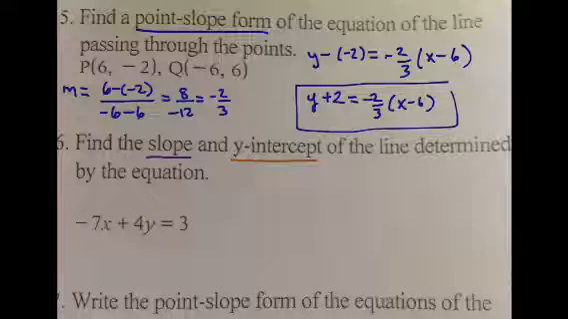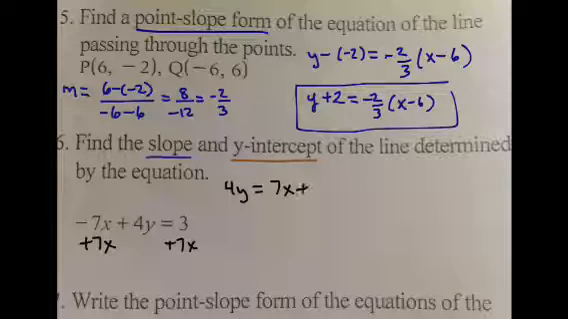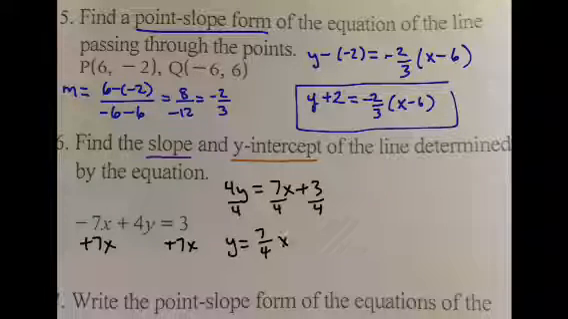Alright, so for number 6, you're looking for the slope and y-intercept when the equation is given to you in standard general form. Okay, so all you do is solve for y. So I've got 4y. I'm going to add 7x to both sides. So then that equals 7x + 3. Then you divide everything by 4. So y = 7/4 x + 3/4.